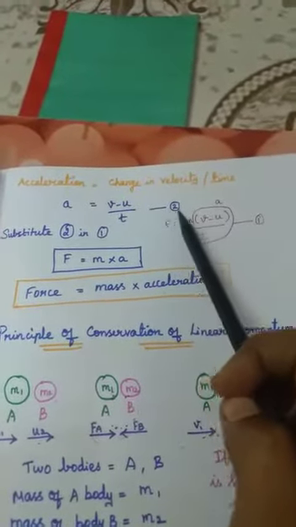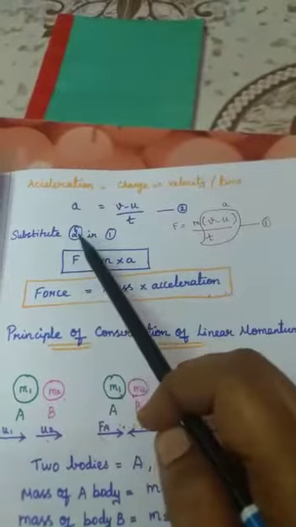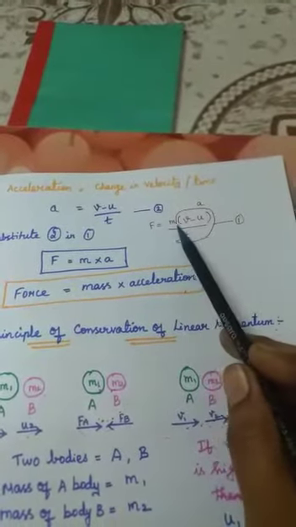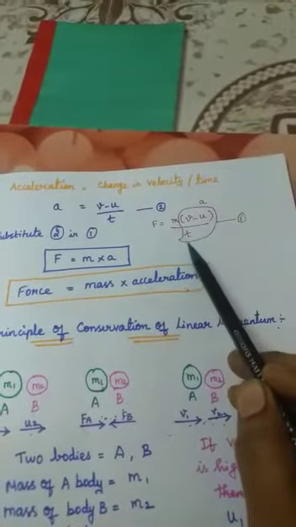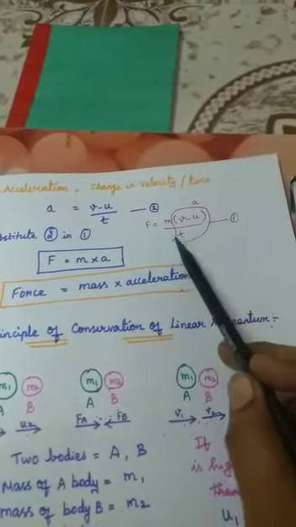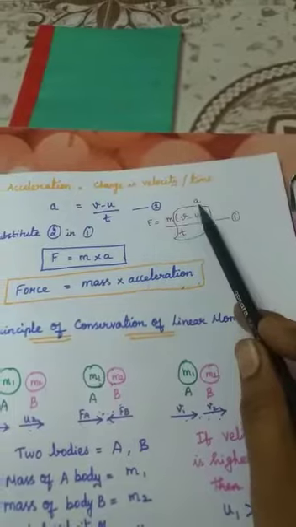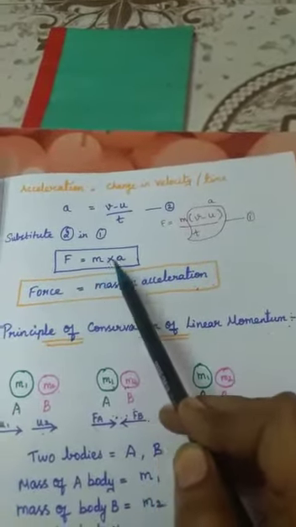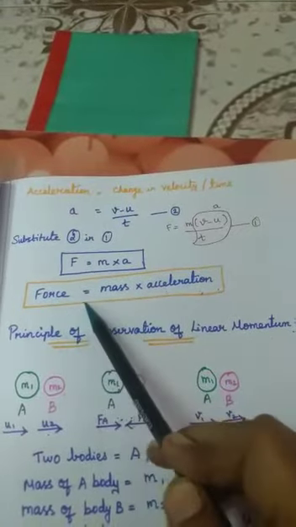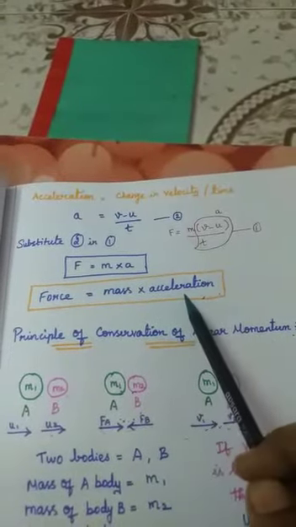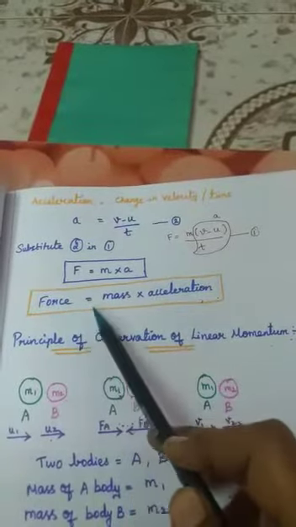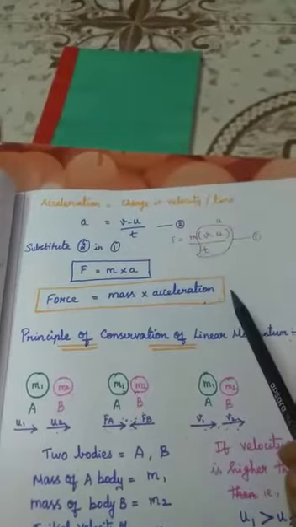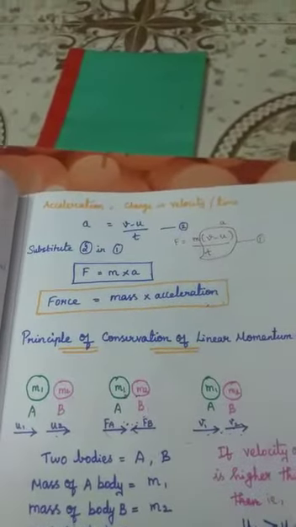This is equation 2. Now we substitute equation 2 in equation 1. Equation 1 is F is equal to m into v minus u by t. Instead of v minus u by t, we substitute a. Now we get the equation F is equal to m into a, that is, force is equal to mass into acceleration. The force is calculated by the product of mass and acceleration. And this is Newton's second law.